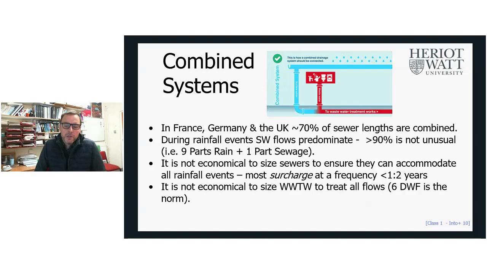It's not economical to size pipes to deal with all flows. If you think of the worst rainfall event you've experienced in your life, the reality is that it would be too expensive to have a rainwater system that deals with every conceivable flow. The pipes would just be too big, too costly to maintain, etc. So typically we say that a pipe has a surcharge frequency of, say, 1 in 2 years. We'll talk about what that means in a second. 1 in 2 years, and that's really about economics.